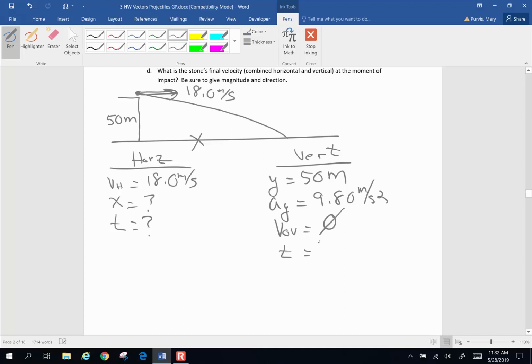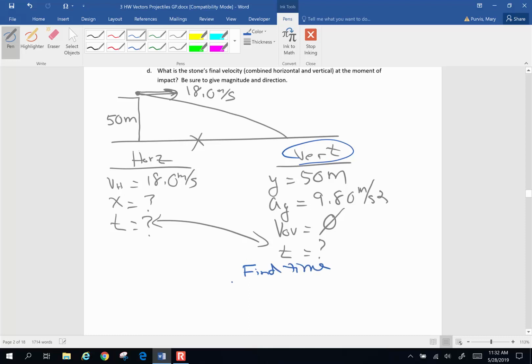I don't know the time, but I do know that those two times will be the same. Now, I am going to use the vertical information to find time. Once I have time, I can go back to horizontal and find that displacement. So let's go ahead and do that.